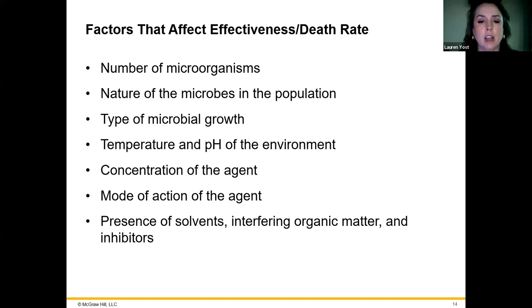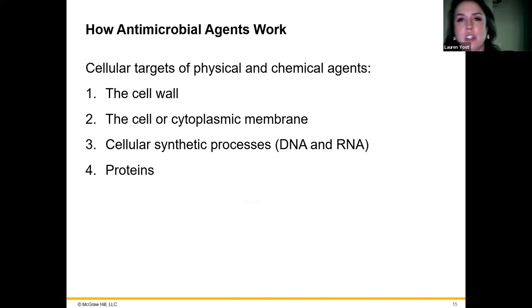Mode of action of the agent, does it affect certain aspects of the cell? And does that matter to you? Presence of solvents, interfering organic matter and inhibitors, whether that's going to inhibit the effectiveness of the thing that you're choosing to clean with. Okay. All right. How do they work?